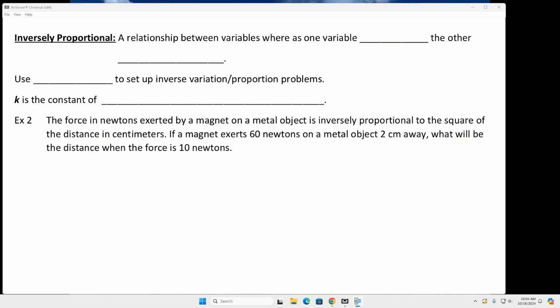So the inverse proportional is a relationship between two variables where as one variable increases, and we learned this yesterday, what does the other variable do? Decreases. And inverse proportional functions are rational functions. And so to set up these rational functions, you're going to use y equals k over x, where your variables are x and y. K is going to be a number, and that number is called the constant of proportionality.